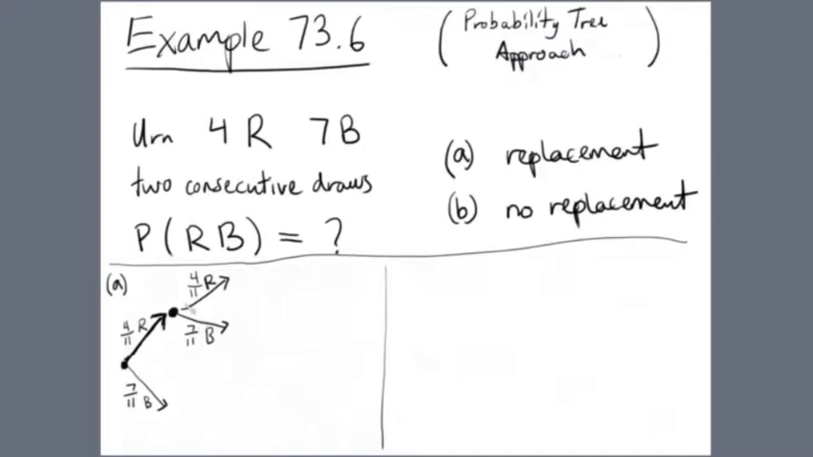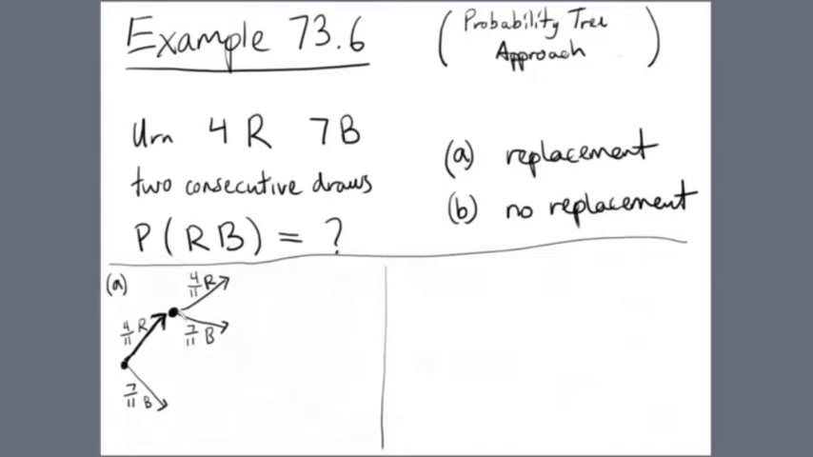Notice the second branching is the exact same as the first branching. It's because the second event is the same as the first event. And it's also independent of the first event.